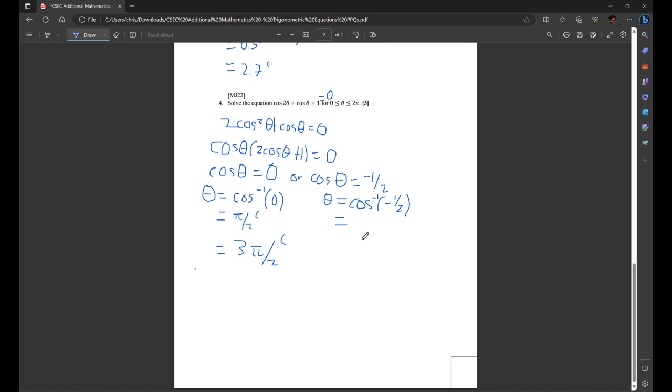So our reference angle is 60 degrees, aka pi over 3. For our first angle, which is in the second quadrant, we're going to just go pi minus pi over 3, which is 2 pi over 3. And our next angle is going to be pi plus pi over 3, which is the third quadrant, of course, which is 4 pi over 3.